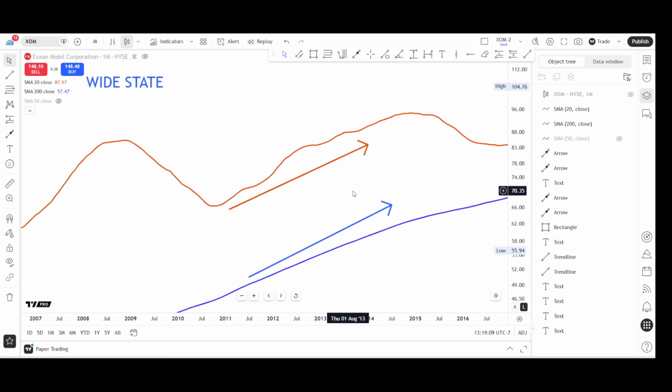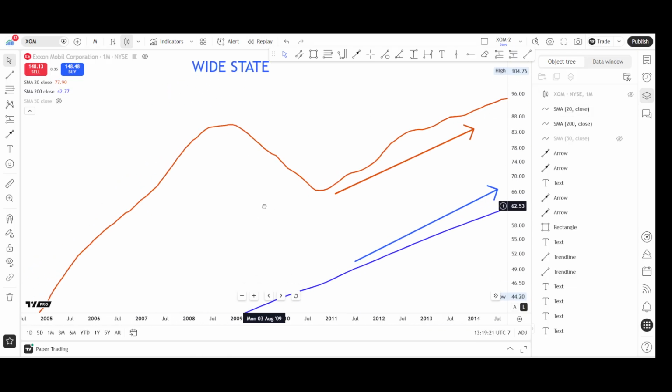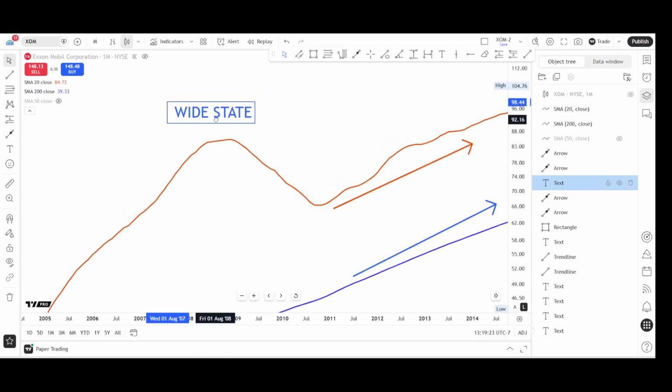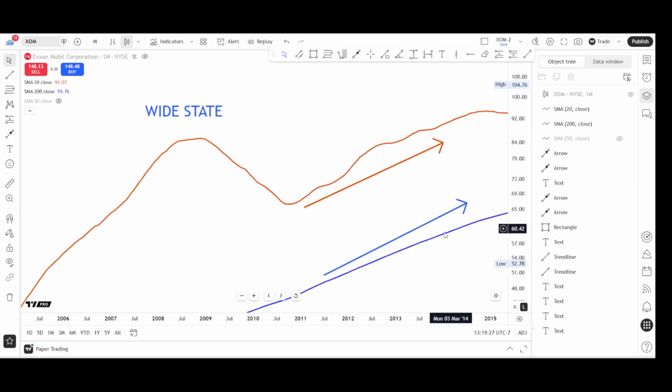Now, I'm not saying that this is not tradable because they both are moving up. You got the 200 rising, you got the 20 rising. But I just want to show you that when we're talking about going from wide back to narrow, this narrowness is sometimes going to be separated by some distance.